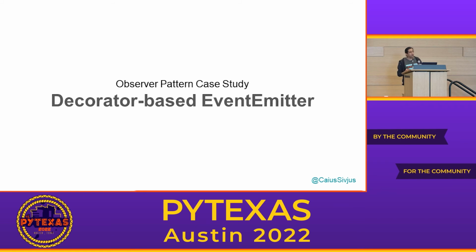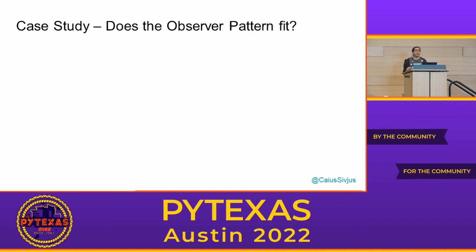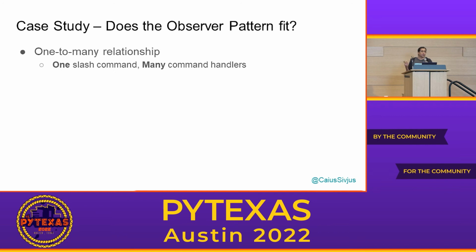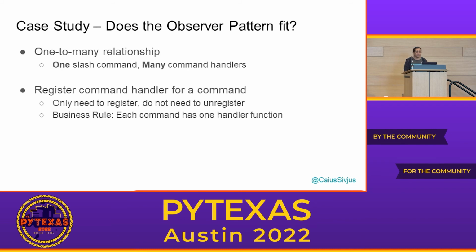But since this talk is about the observer pattern, we're going to refactor our implementation to use a decorator-based event emitter. And before we do that, let's make sure that the observer pattern is the one we actually want to use. So first of all, we see that one-to-many relationship. That's the big key. Hope that's coming across. We have one slash command, many different command handlers.